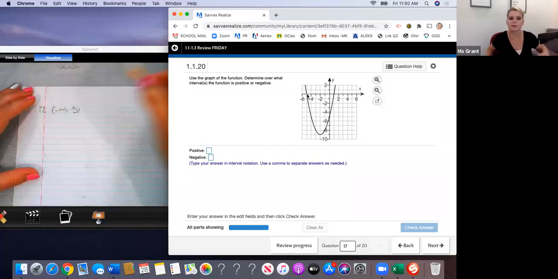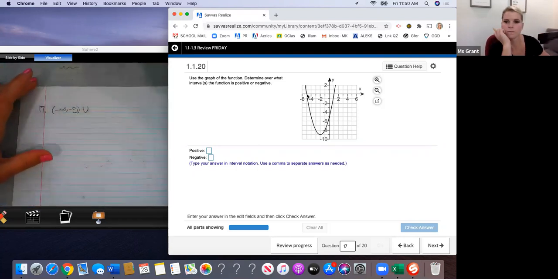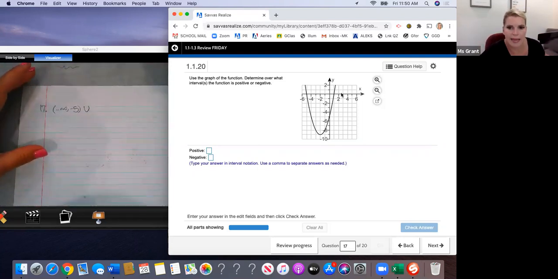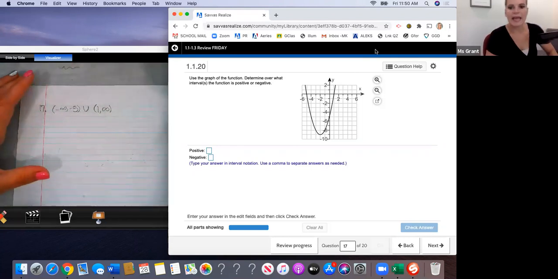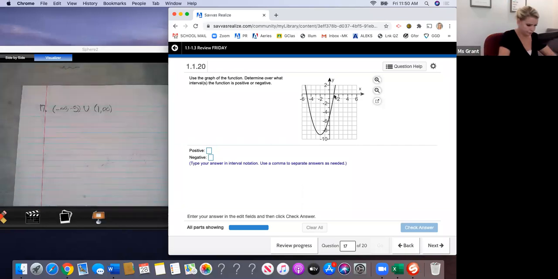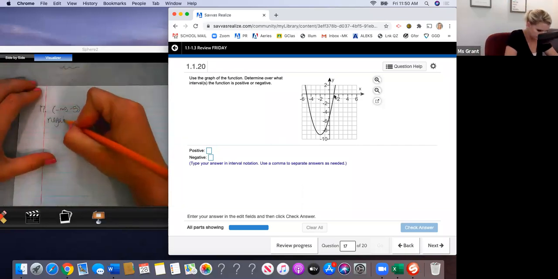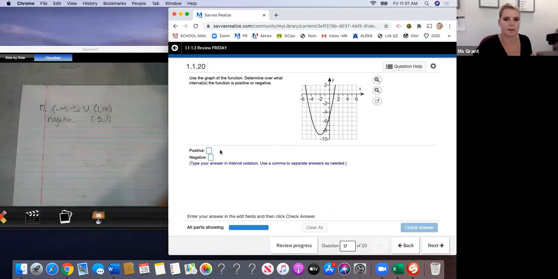Remember, when I'm doing positive intervals and negative intervals, there's no bracket because 0 is not negative or positive. Union, positive picks back up again at 1, and then it goes to infinity. Where is it negative? It's negative in between -5 and 1. So I'm going to write it like that. Let's see if it likes it.